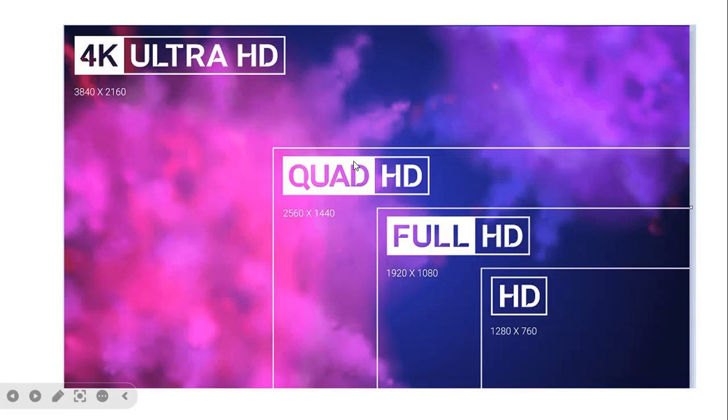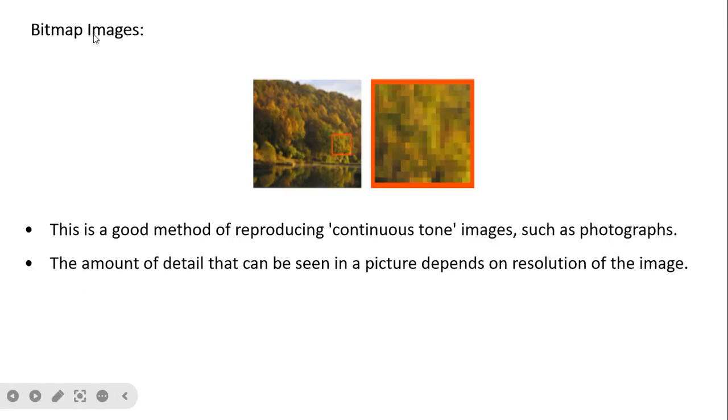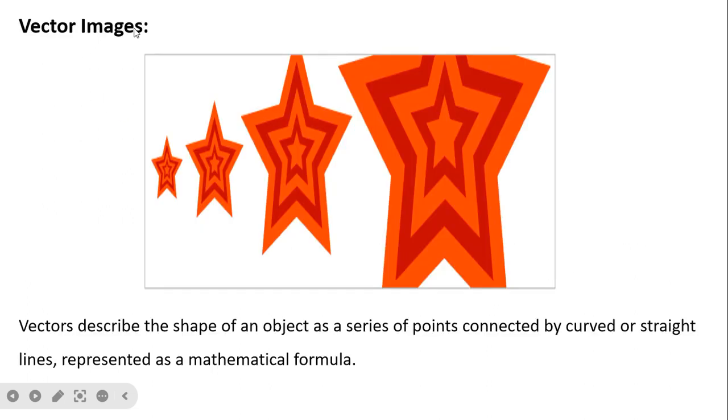So these are the different types of images. Generally in image processing we are using bitmap images. Bitmap images are captured using the camera, generally in continuous tone, and the amount of detail that can be seen in the picture depends on the resolution of the image. Next are vector images, but in image processing we generally do not deal with vector images. Vectors describe the shape of an object as a series of points connected by curves or straight lines, or the image is represented internally as a mathematical equation.